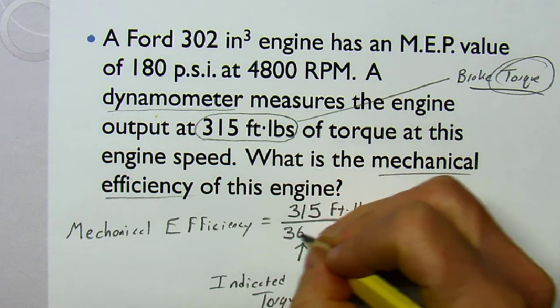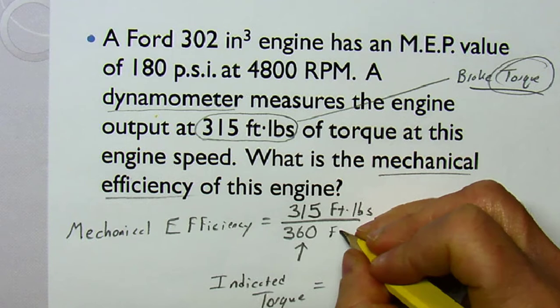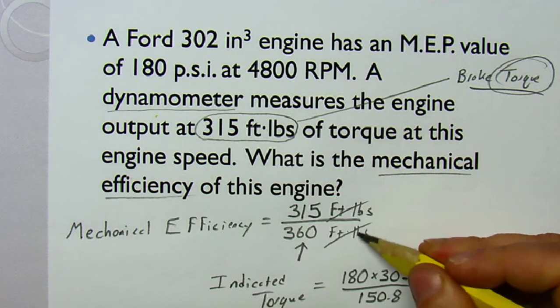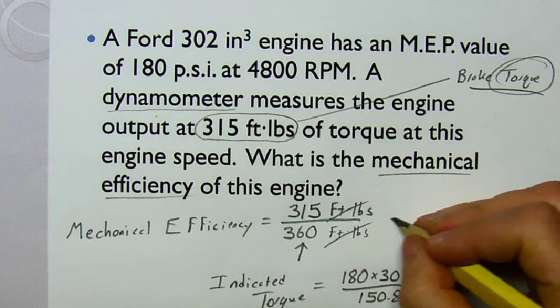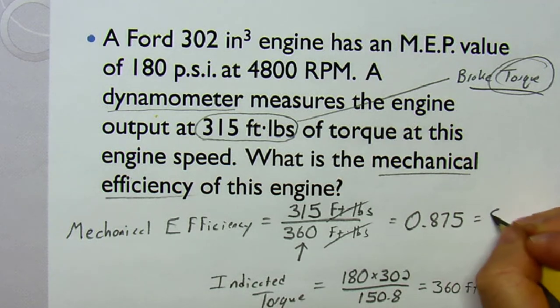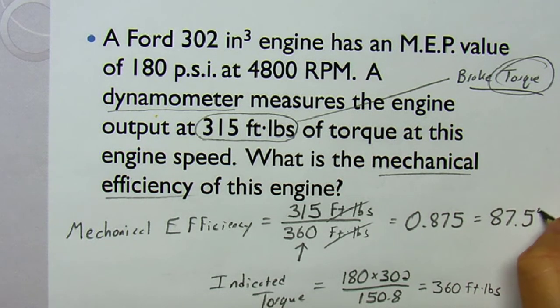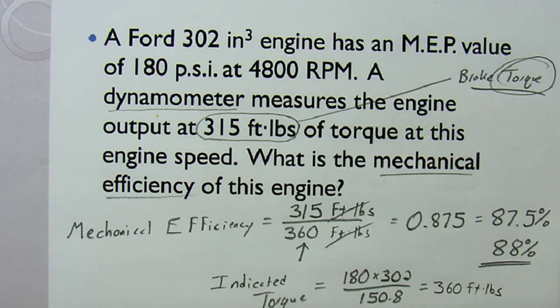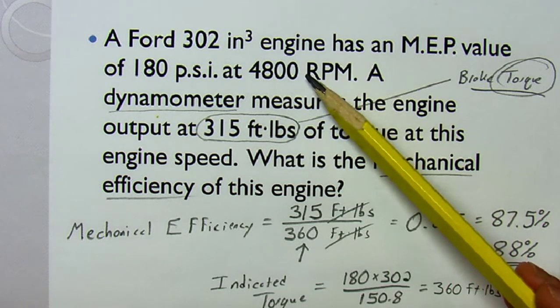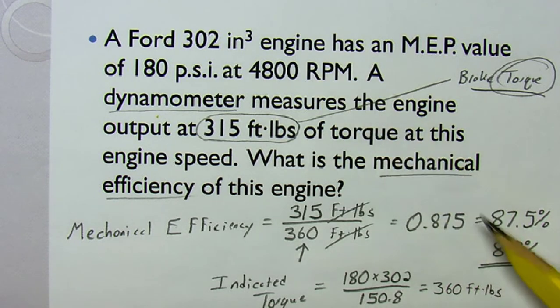So that's in the bottom of our fraction. As always, the units cancel. That's the other reason they need to match. And 315 divided by 360 gives you 0.875, which we would call 87.5, or we could round that off and call it 88%. Notice that we never used the engine RPM, and that's okay. If we rev it to a different RPM, this efficiency might change, but only because our brake and indicated values would change.